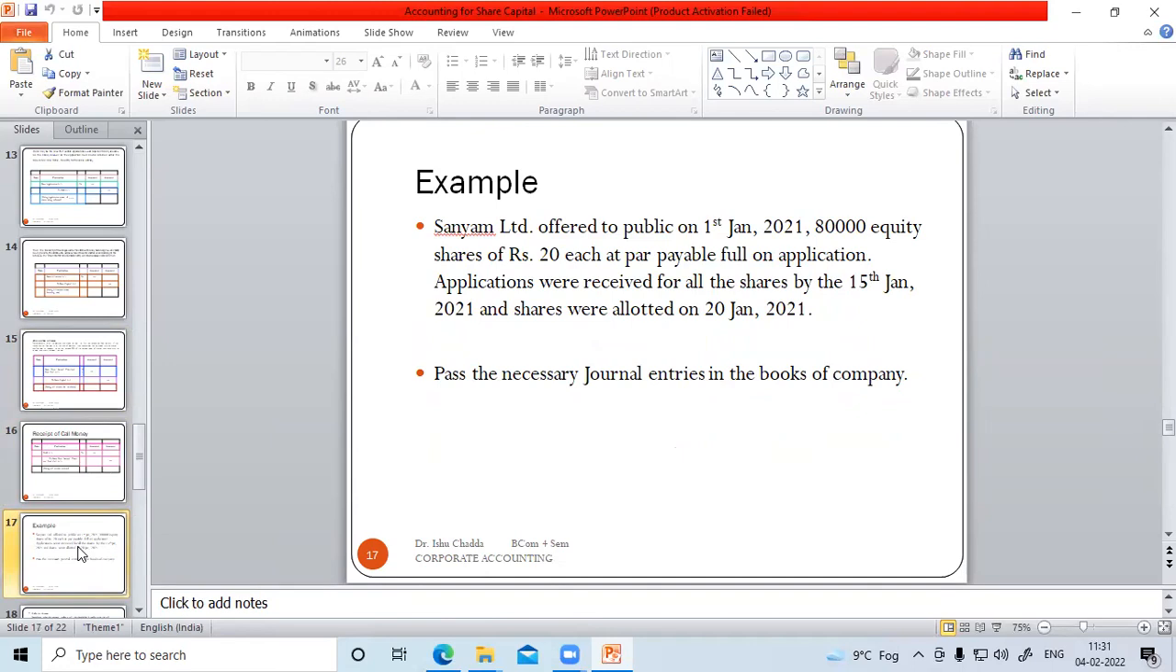Example: Sanyam Limited offered to the public on 1st January 2021 80,000 equity shares of ₹20 each at par, payable in full on application. Applications were received for all the shares by 15th January 2021 and shares were allotted on 20th January 2021. You have to pass the general entries.